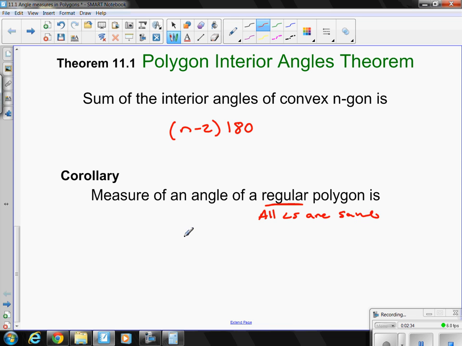So we're going to use that same formula to figure out the sum of all the angles, and now divide it by the number of angles. So the sum of all the angles divided by the number of angles, since all the angles are the same, will tell us the measure of an angle.